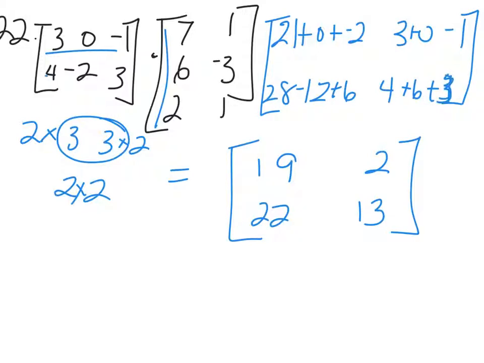So that last column was 4 times 1 is 4. Negative 2 times negative 3 is 6. 3 times 1 is 3. 4 plus 6 is 10 plus 3 is 13.